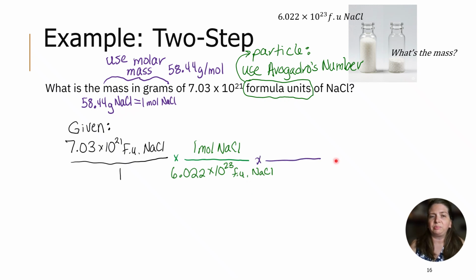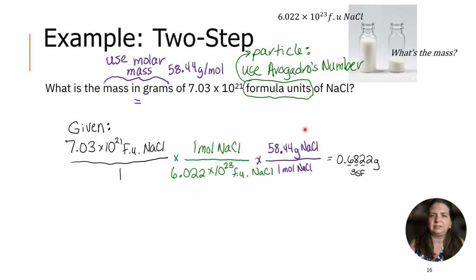We still need to convert from moles into grams. Set up our second conversion factor by copying the unit from the previous step into the denominator. The molar mass goes on the opposite side, 58.44 grams of NaCl divided by 1 mole of NaCl. Now our units will cancel, leaving us with grams of NaCl. Enter this into your calculator, and you should get that 7.03 times 10 to the 21st formula units of NaCl is 0.6822 grams. We need 3 significant figures in our final answer, which is 0.682 grams of NaCl.